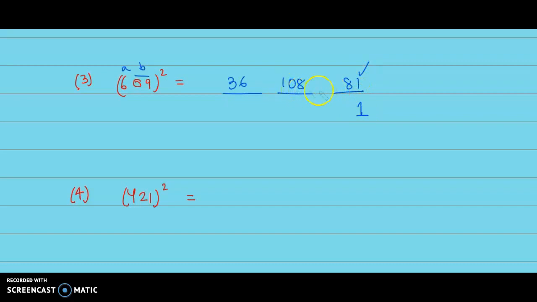Then starting from the last digit, write 1, and 108 plus 8 is 16, so write 6 and carry 1, and this 1 has to be added to this 6, so 36 plus 1 is 37. I hope this is clear.